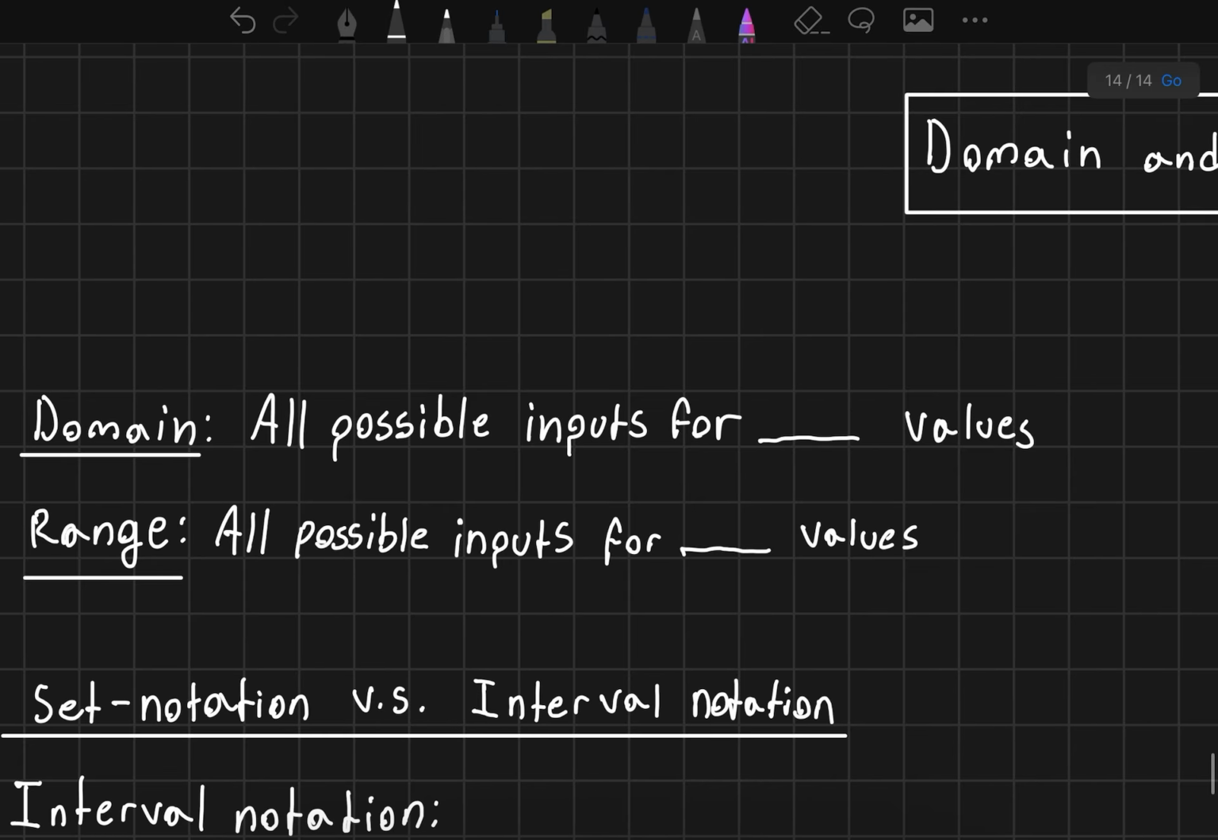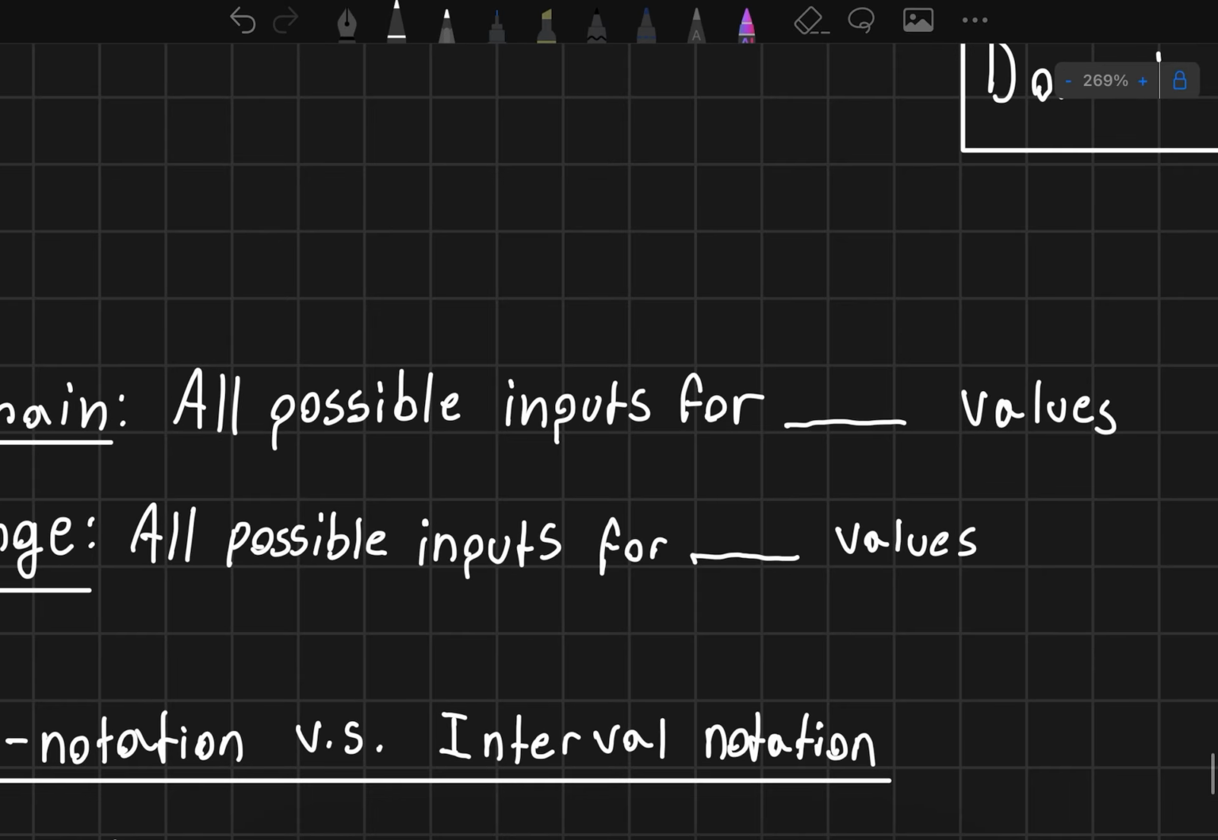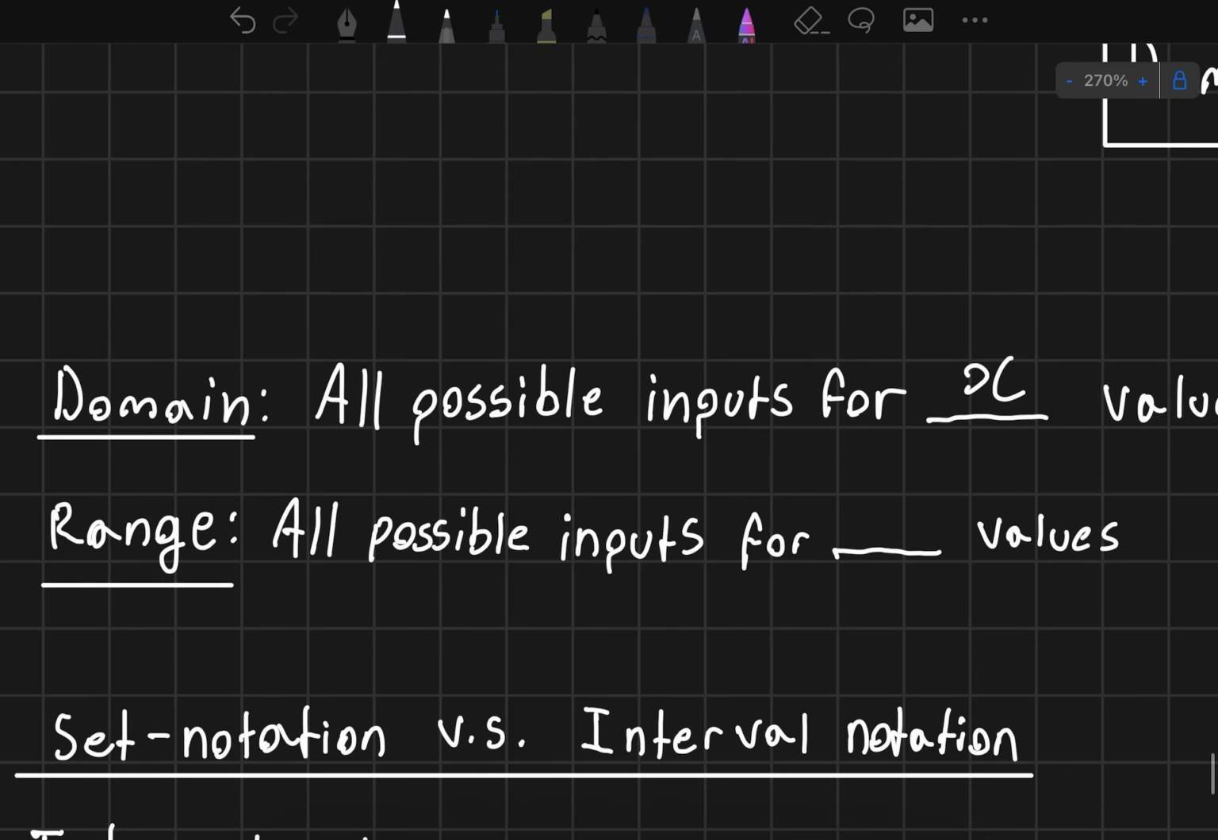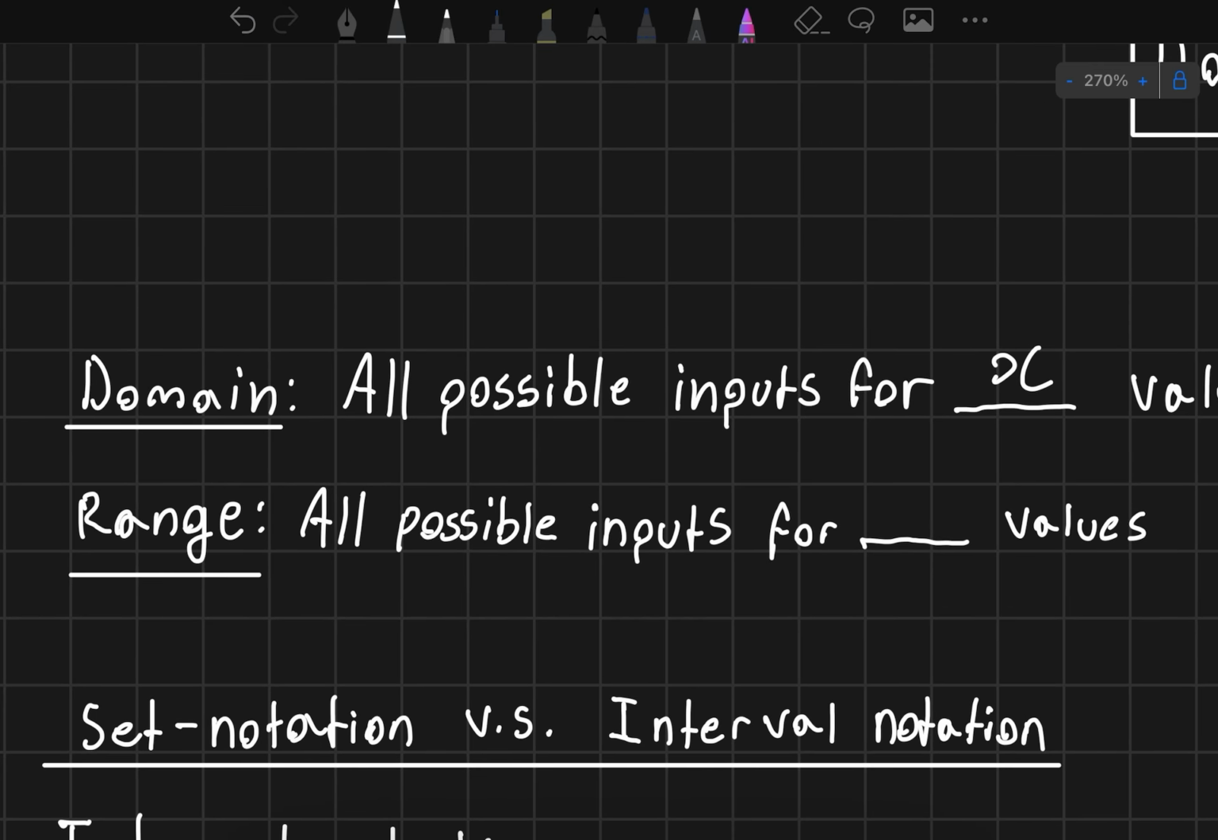So the domain is all possible inputs for the x values, while range is all possible inputs for the y values.